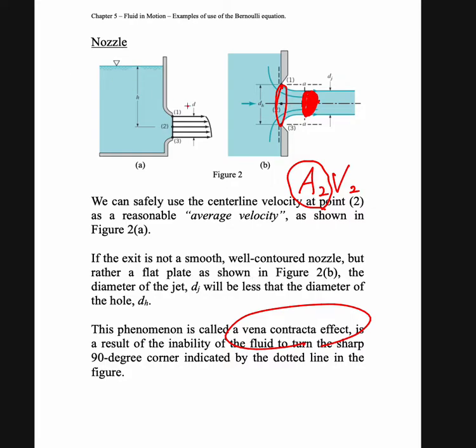To create an equation for the vena contracta effect, we need this definition. We need to know the diameter of the jet. Jet here means the diameter of the water jet, or the diameter of the water that comes out from the nozzle. And then we need to know the diameter of the hole. The diameter of the hole is the diameter at the hole here. You could measure it if you do the experimental work. You could measure the hole.